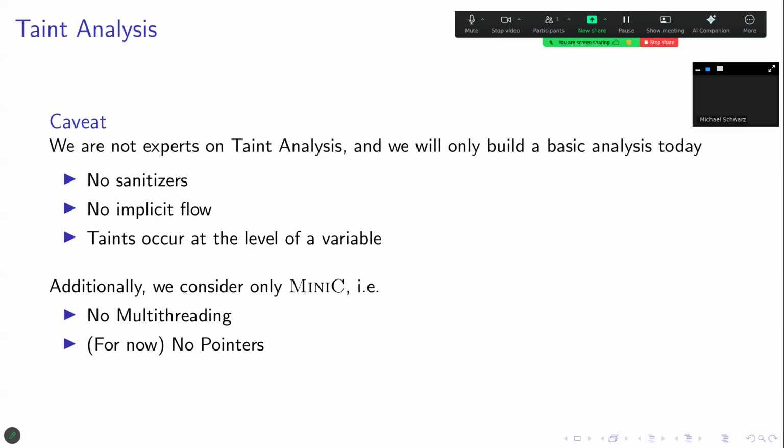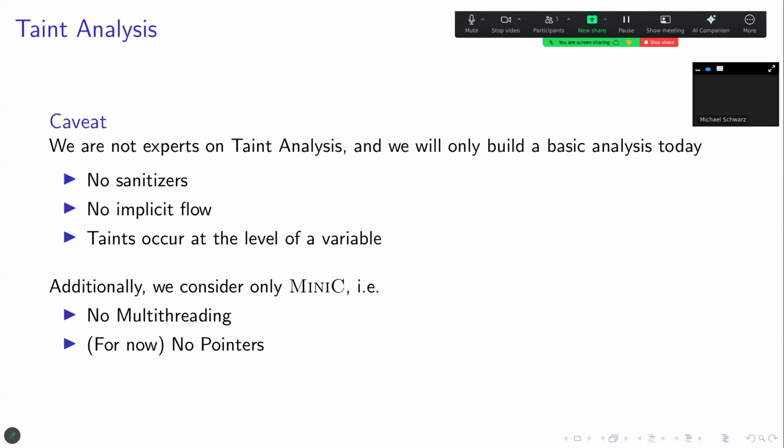We will assume that we don't care about implicit flow. So if you don't know what implicit flow is, you don't need to care at this point. And the other thing we do is we assume that taints occur only at the level of variables. So the complete variable will be tainted, and we do not care about the specific offsets, for example.